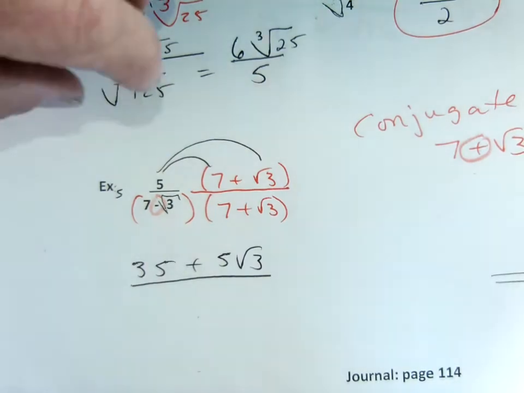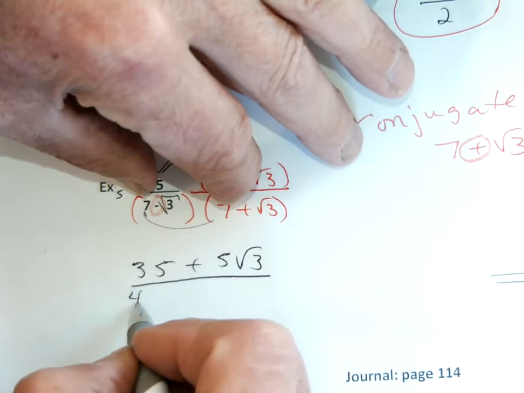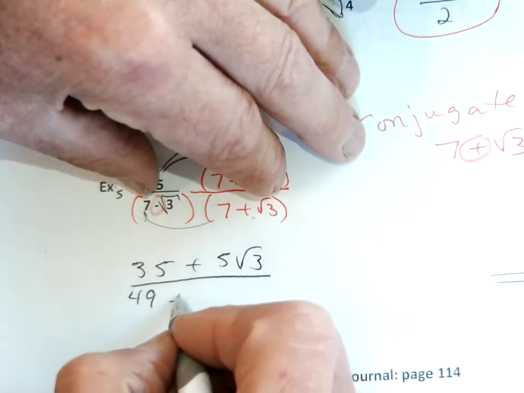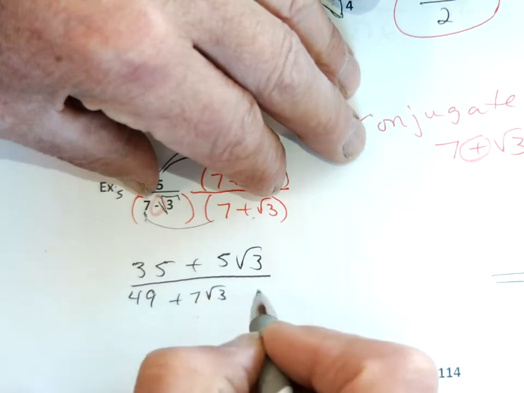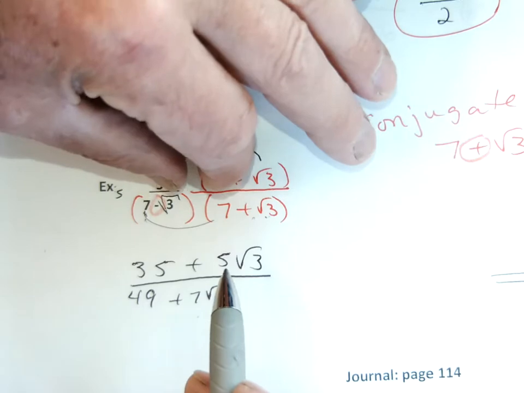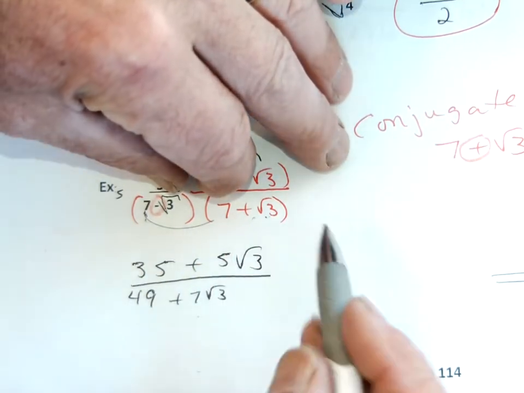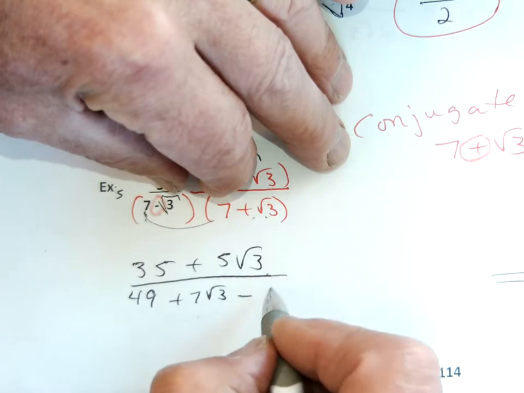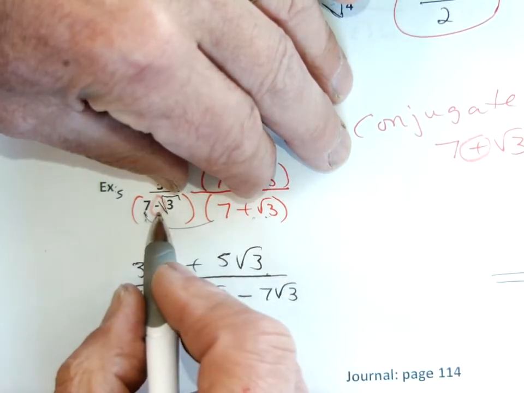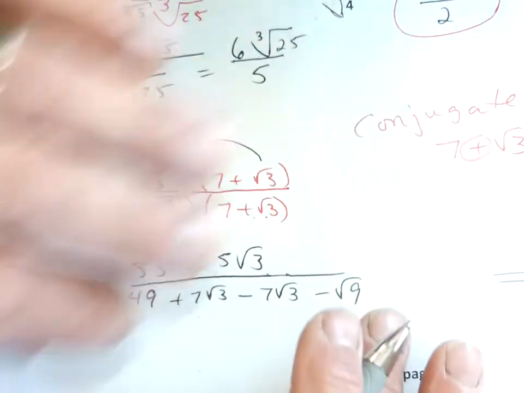And on the bottom, the denominator, let's see, I'm going to go 7 times 7 is 49. 7 times the square root of 3 is a positive 7 square root of 3. I'm also going to multiply negative 3. Negative square root of 3 times 7 is a negative 7 square root of 3. And a negative square root of 3 times a negative square root of 3 is a negative square root of 9. Okay, it's a little bit harder today, but we can do this.